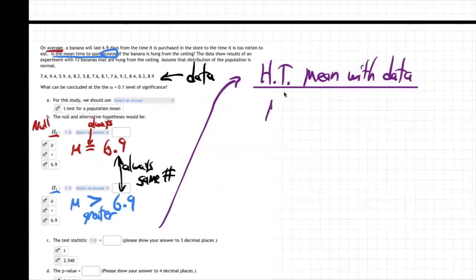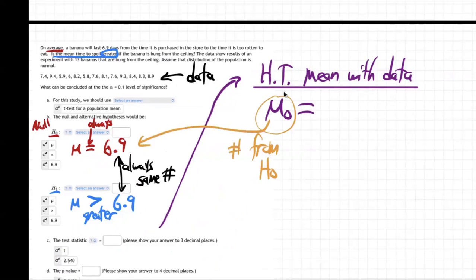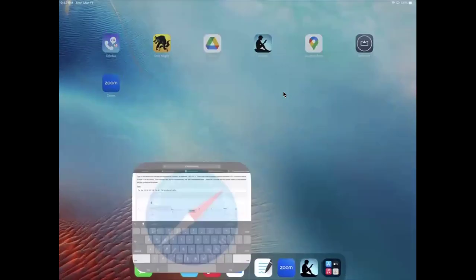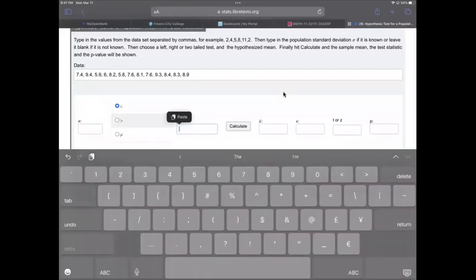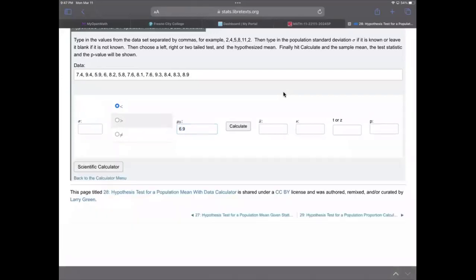So what are we going to do with mu zero? Remember what that zero always means? It's from H0. It's the number. So it's going to be 6.9. It's the number from H0. That's what that little zero is supposed to remind you. Go to the H0, grab the number. So mu zero is 6.9. That's all we need to fill in. Mu zero right here, 6.9. There we go.